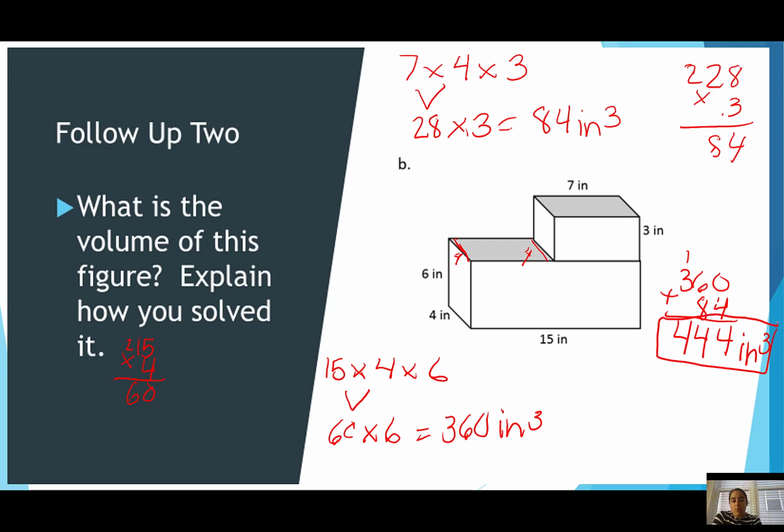Again, the bottom one, the length was 15, the width was 4, the height was 6. The top one, we know the height of the box is 3. The length is 7. We don't know the width, but we know this is 4 here, which means this top is 4 here and this top is 4 here.